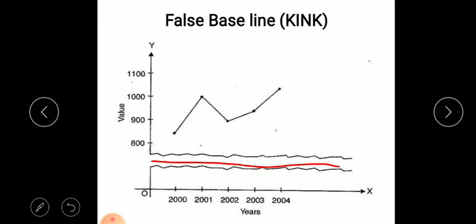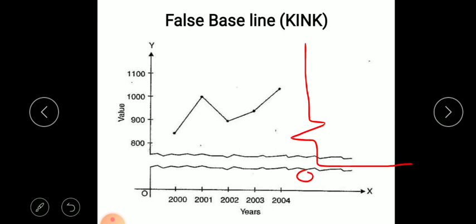This is one way of showing the kinked line, or else, like how I had shown you, it is shown this way. The line is cut here, then 0, then say 800, 900, 1000, 1100. This way you can show. So this also is possible.